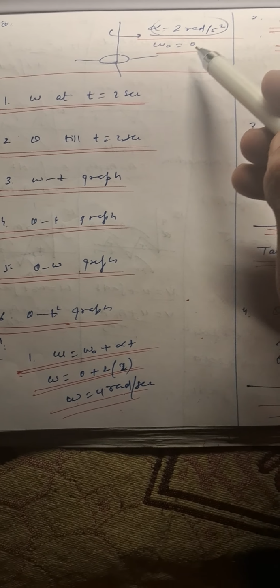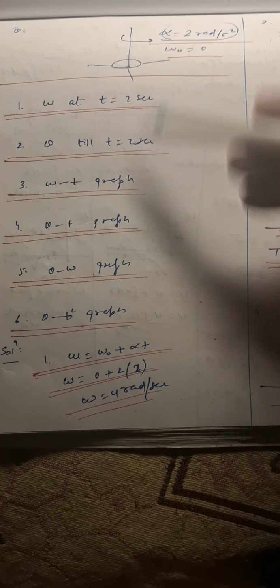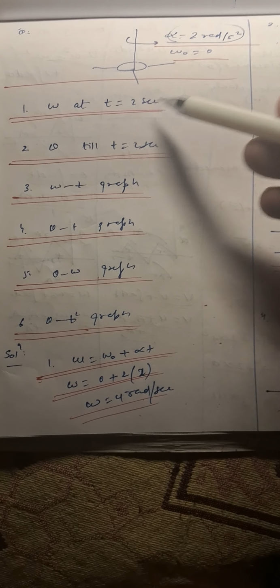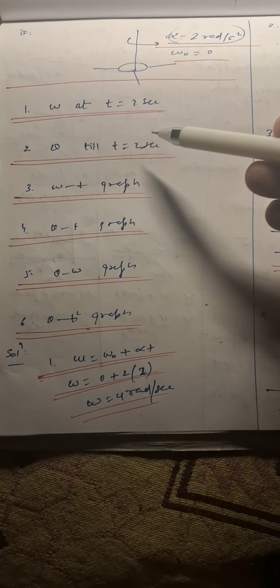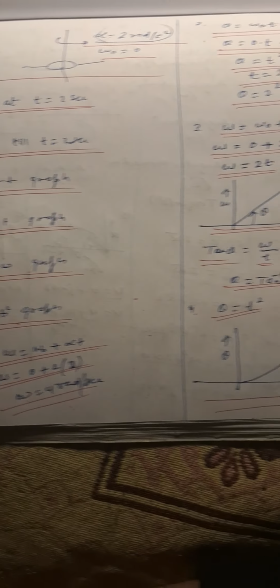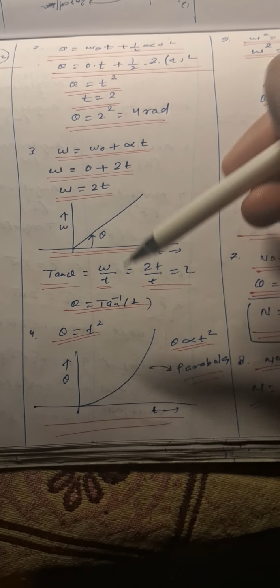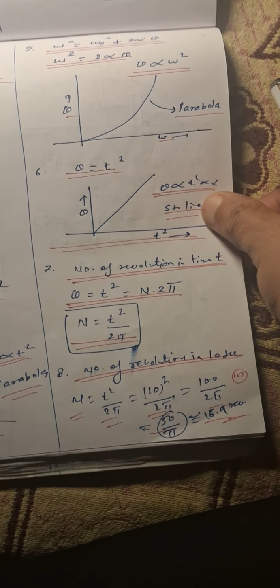A fan starts moving with alpha, omega is given. We need to calculate various parameters like angular velocity, angular displacement, omega-t graph, theta-omega-t graph, theta-t square graph. So the calculations are shown over here, and this is the solution. In this way you can solve the questions. It's basically the use of equations.